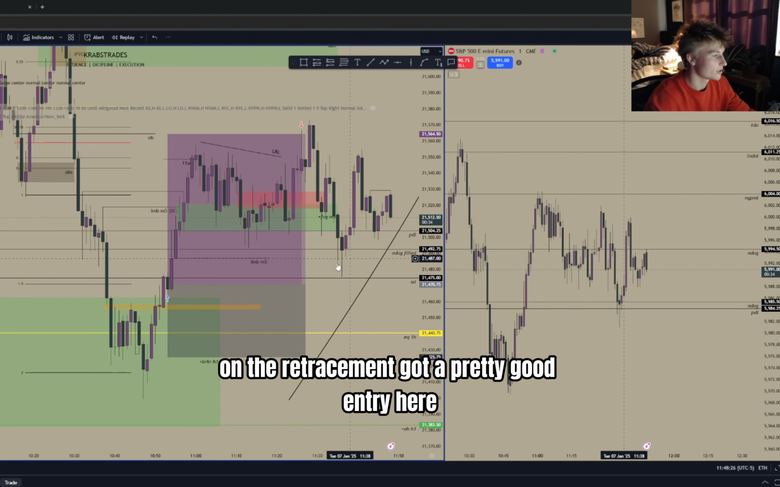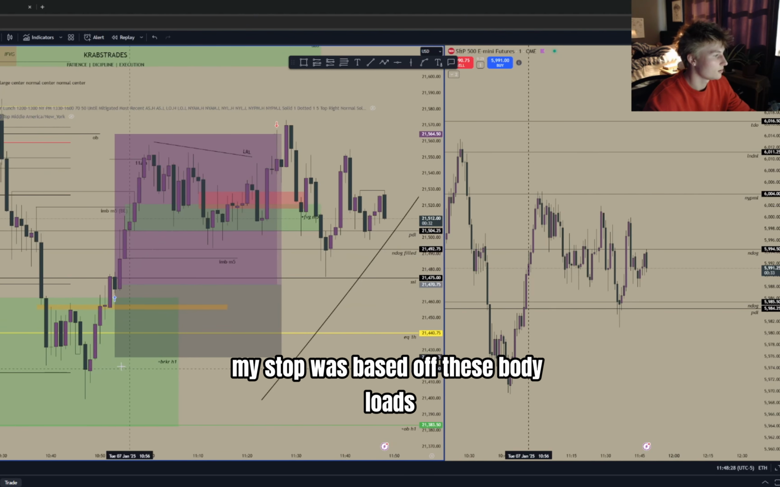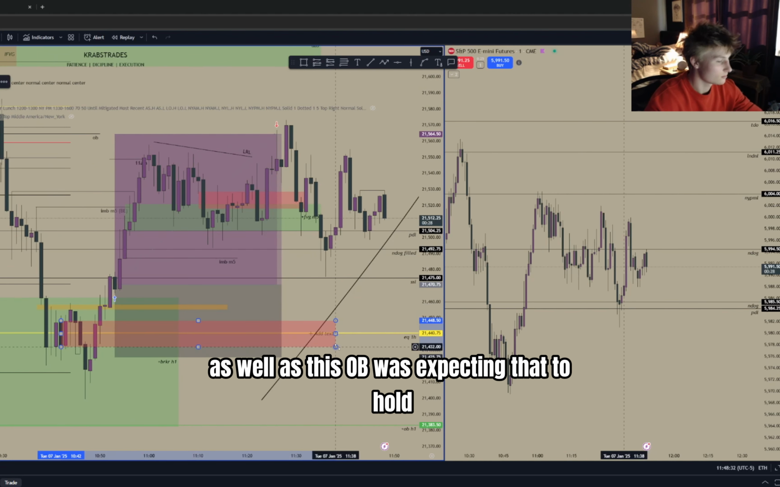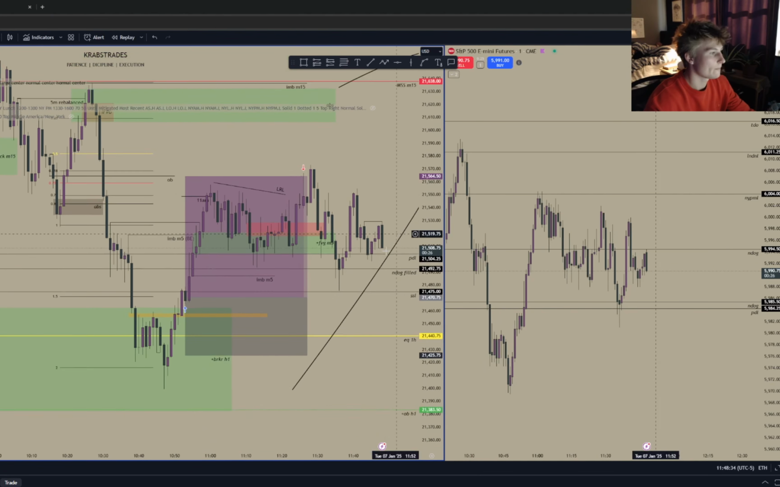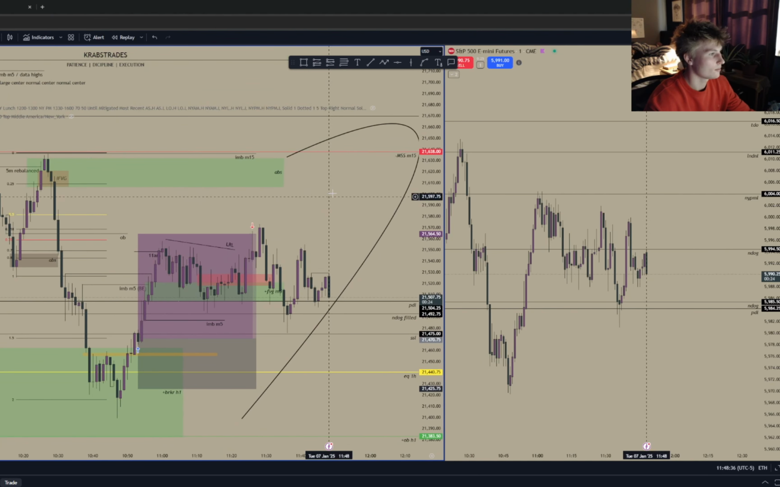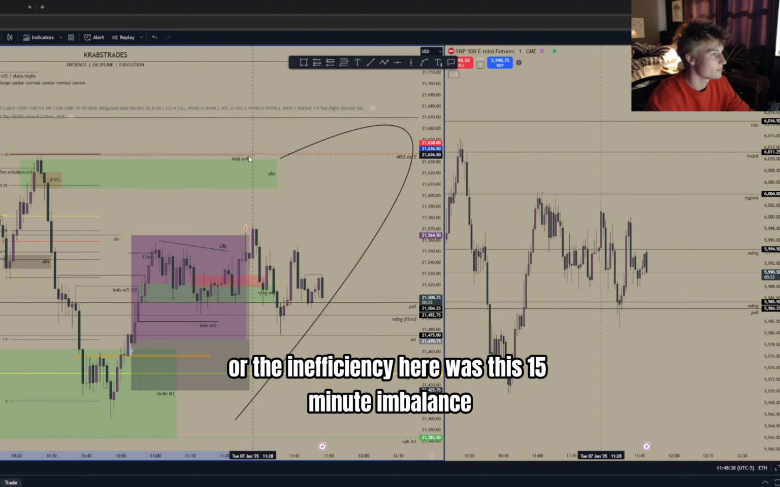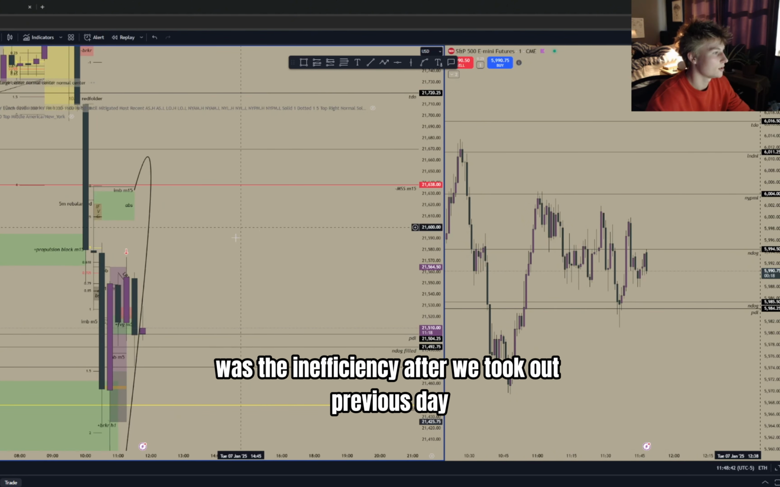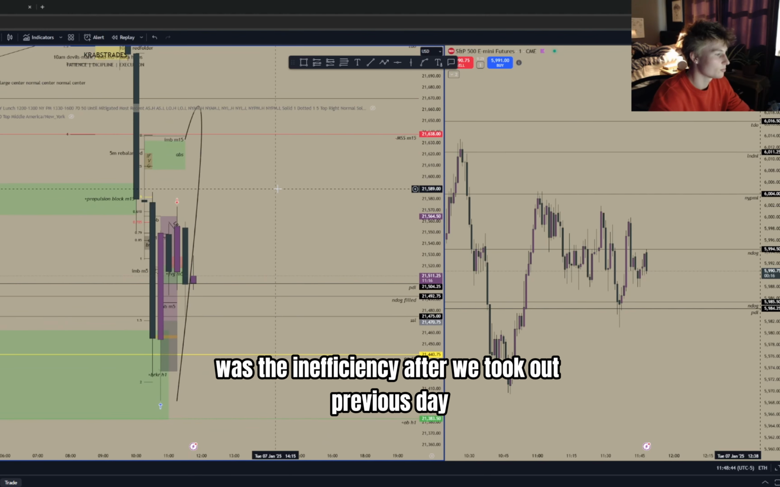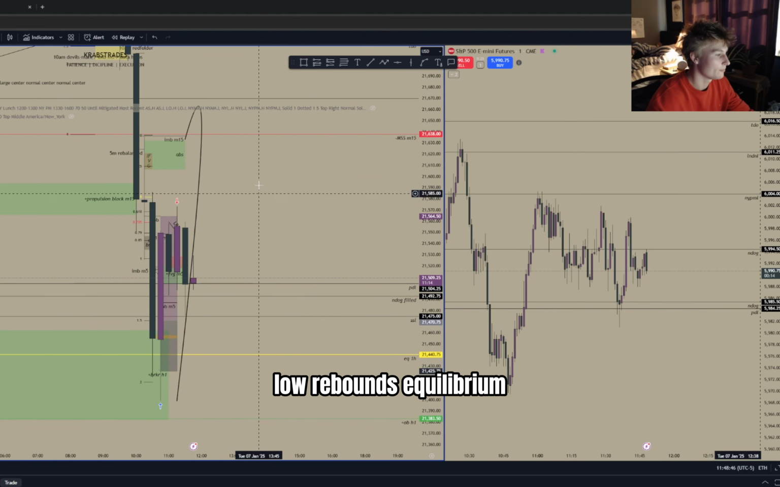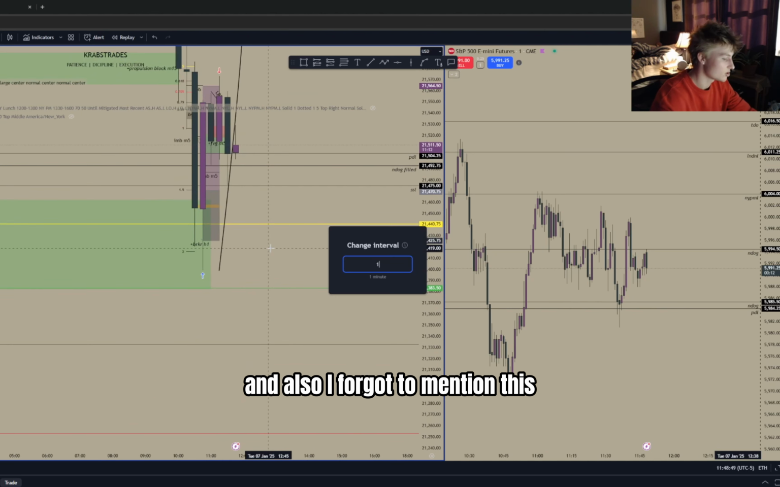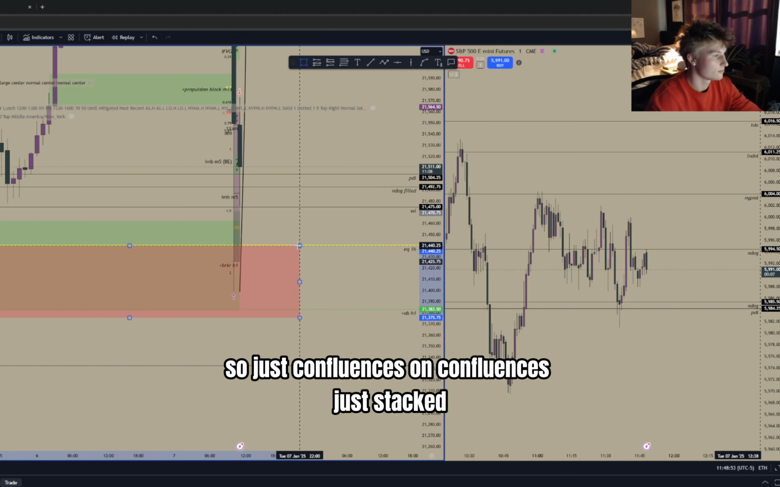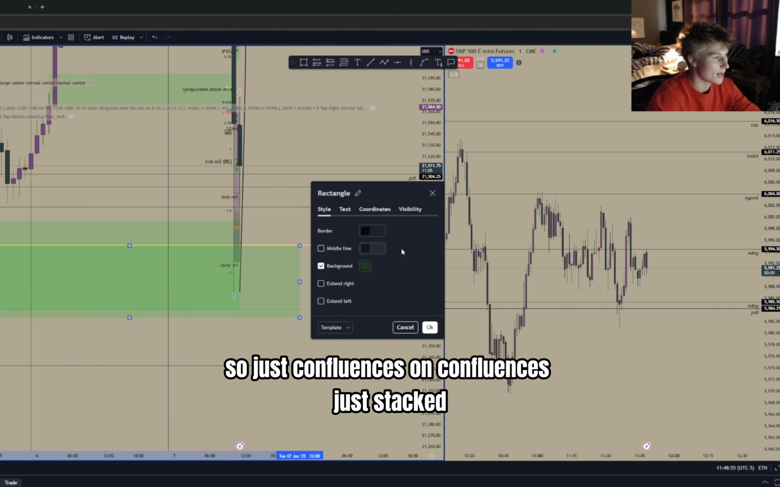Got a pretty good entry here. My stop was based off these body lows, as well as this OB. Was expecting that to hold. Basically, the inefficiency here was this 15-minute imbalance above. Unfilled 15-minute fair value gap was the inefficiency after we took out previous day low, rebalanced equilibrium. And also, I forgot to mention this, we were also rejecting an hourly order block right here. So just confluences on confluences just stacked.